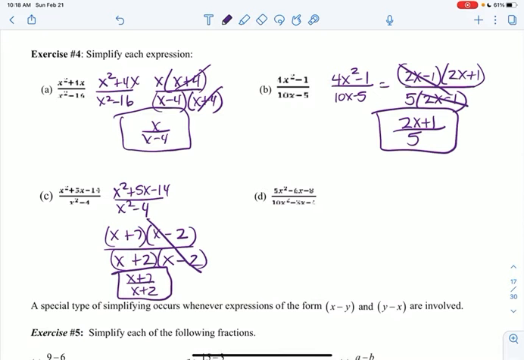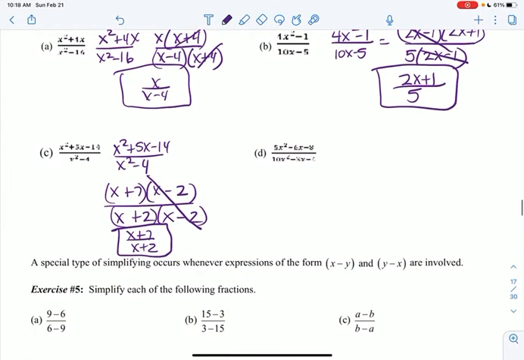So we're factoring and canceling any common factors. That's all we're doing when I'm simplifying these. So the top is 5x squared plus 6x minus 8. And the bottom is 10x squared minus 3x minus 4. All right, so these you've got to do by grouping.